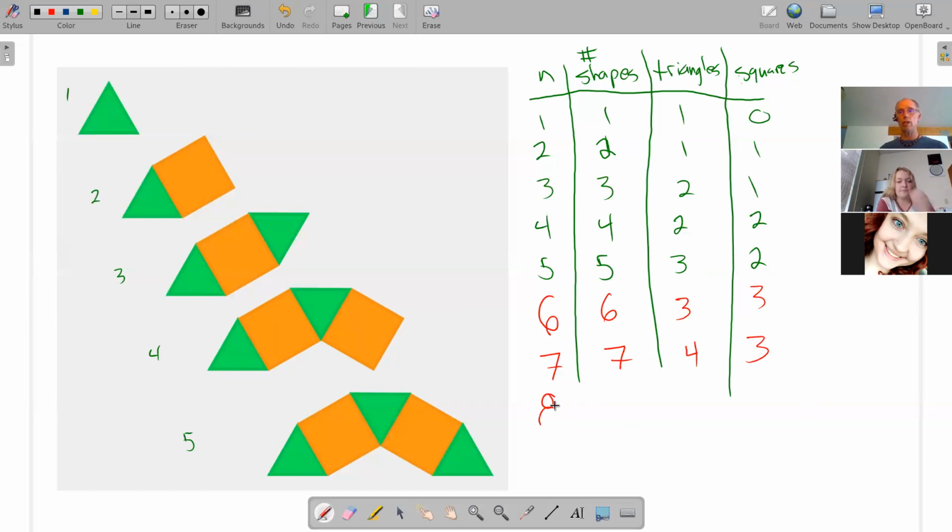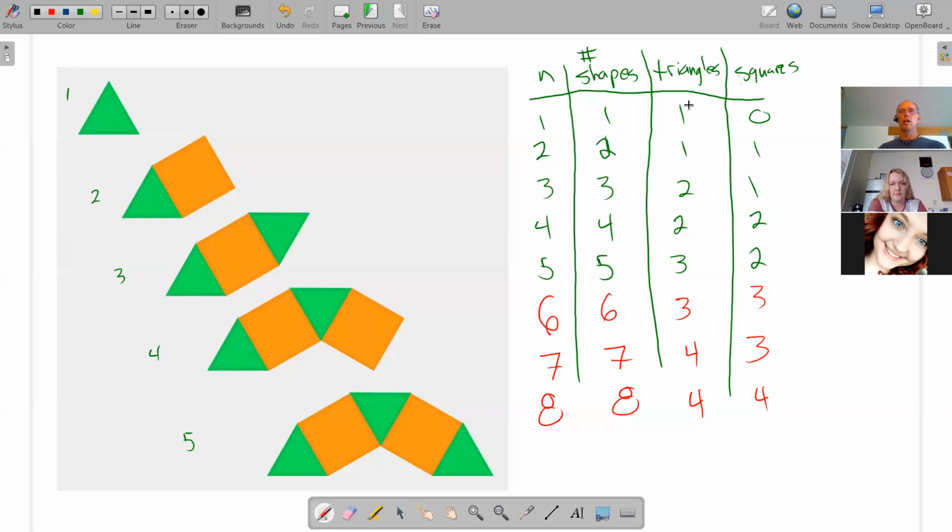So the eighth one is going to have 8 shapes, right? And then notice the pattern, 1, 1, 2, 2, 3, 3. So this should be 4. The triangles stay still, and then the squares are going to get another one. So that's going to jump up to 4. 0, 1, 1, 2, 2, 3, 3, 4. That seems reasonable. I'm going to highlight some things, or maybe circle, to help me keep track.